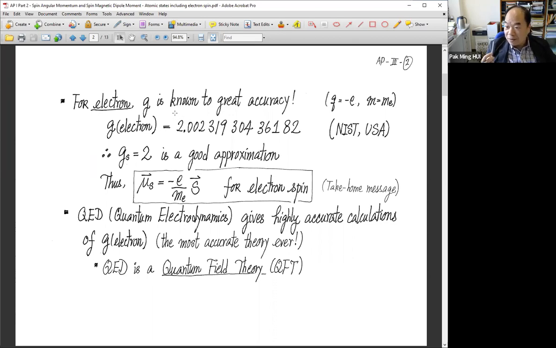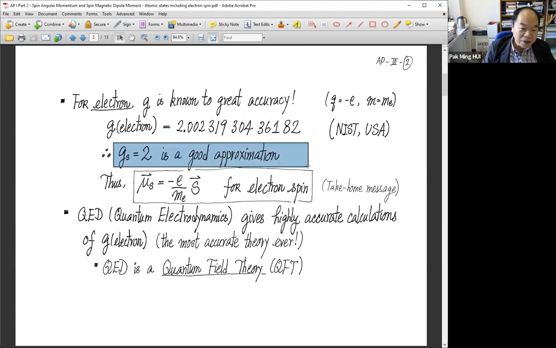The most accurate number is this. Again, I go to the National Institute of Standards and Technology, 標準局, and you can look up the latest, most accurate value for this g. Okay, it is this number. In our course, we will take g equals 2 to be a good approximation. We will stick to this g_S equals 2.